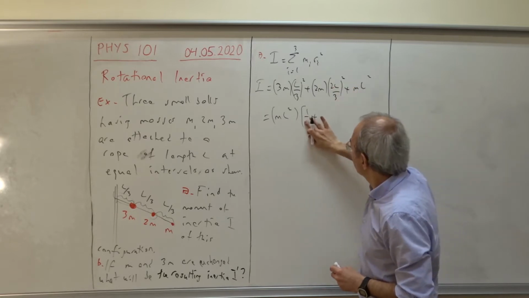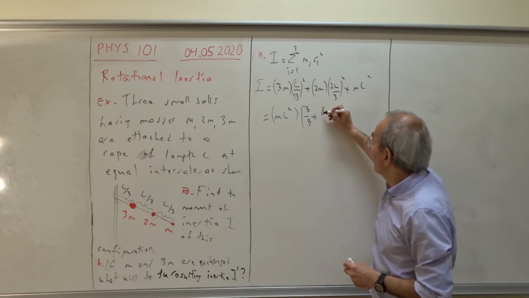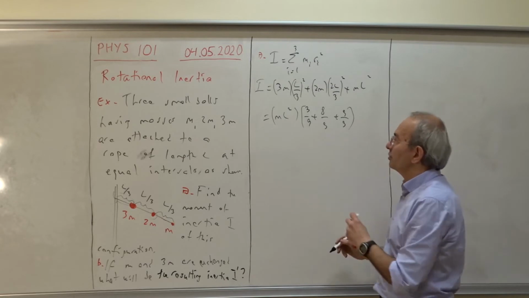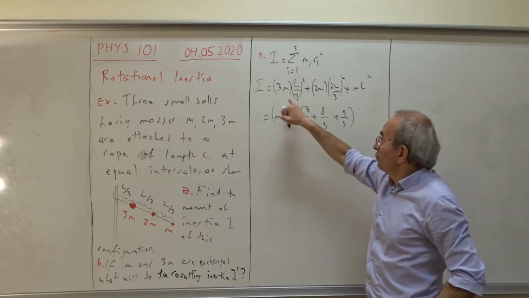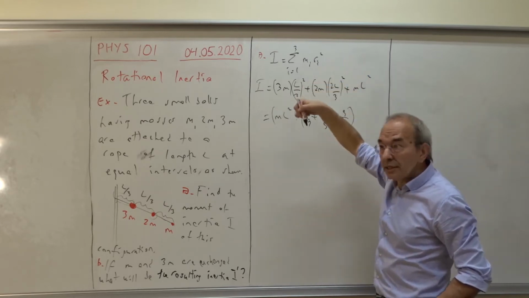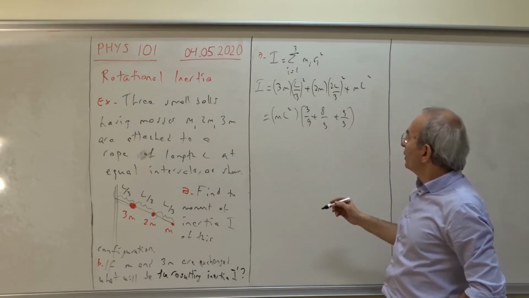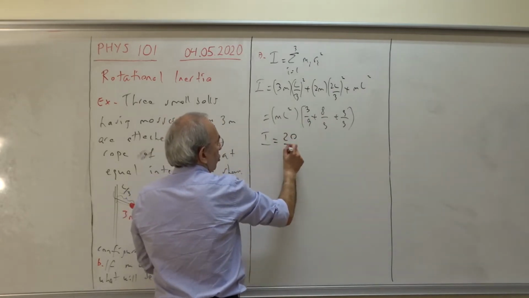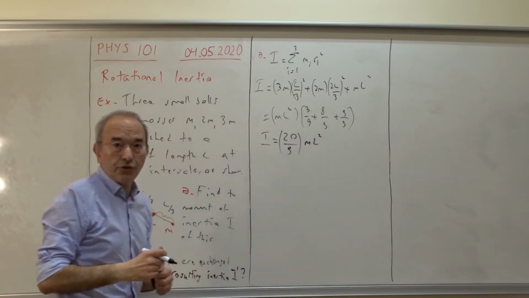So let's write it as 3 over 9. This is 8 over 9. This is 9 over 9. Let's check it: 3 over 9 from the first, 8 over 9 from the second, and 9 over 9 from the last object. So this result will be 20 over 9. So I will be 20 over 9 m times L squared, the moment of inertia.